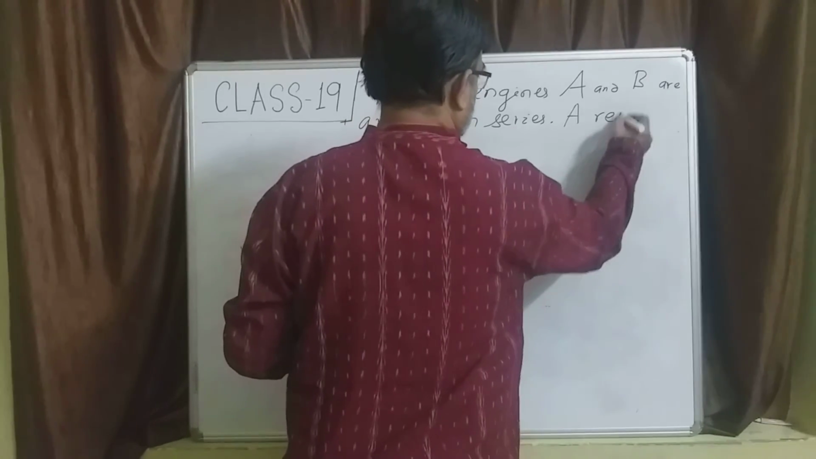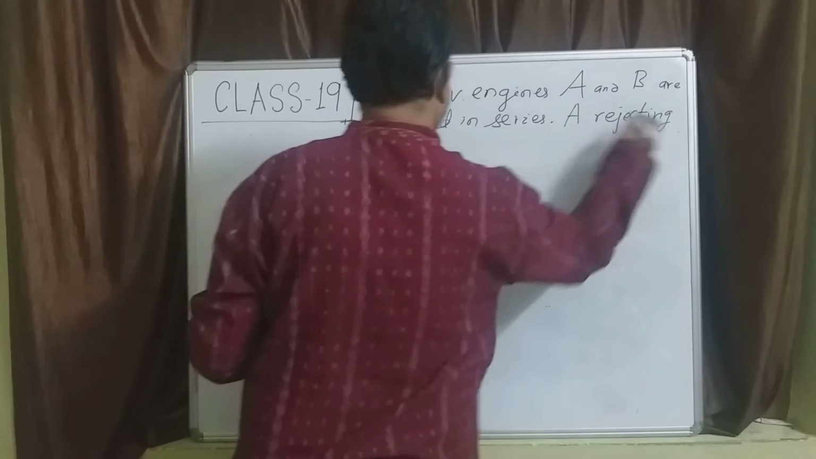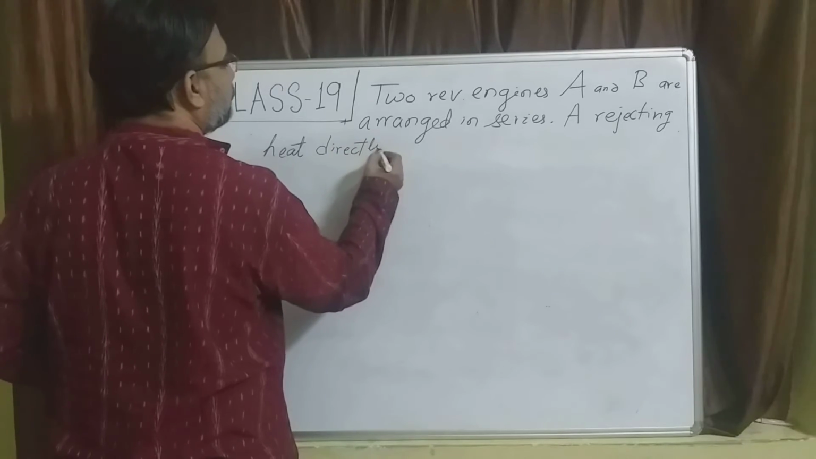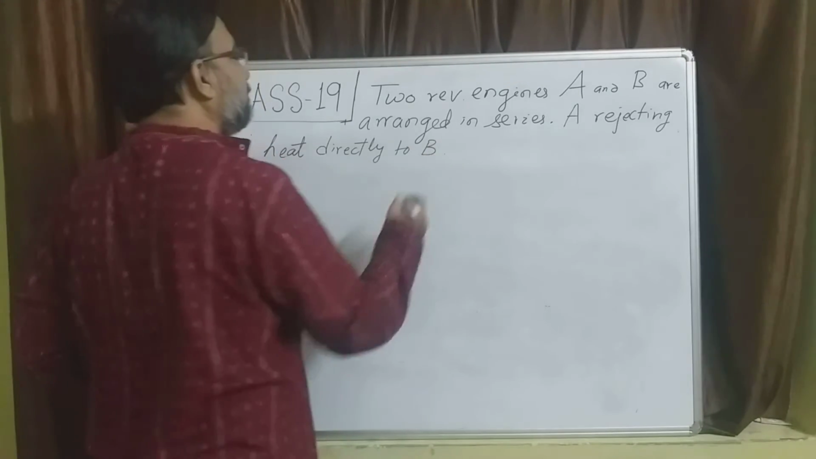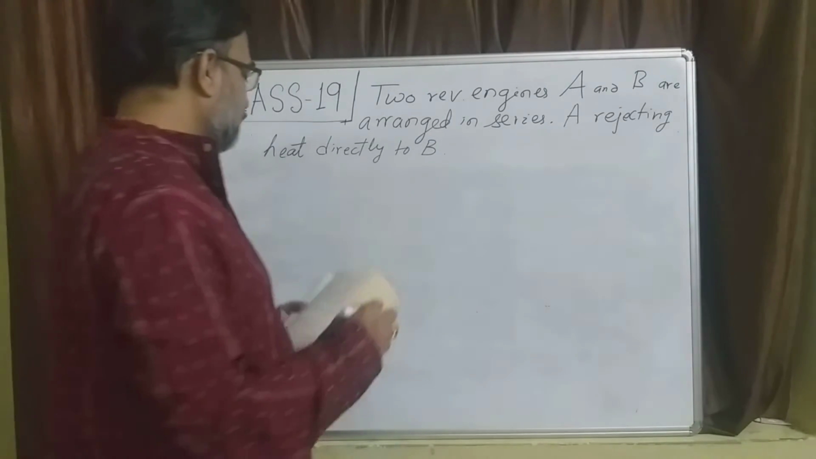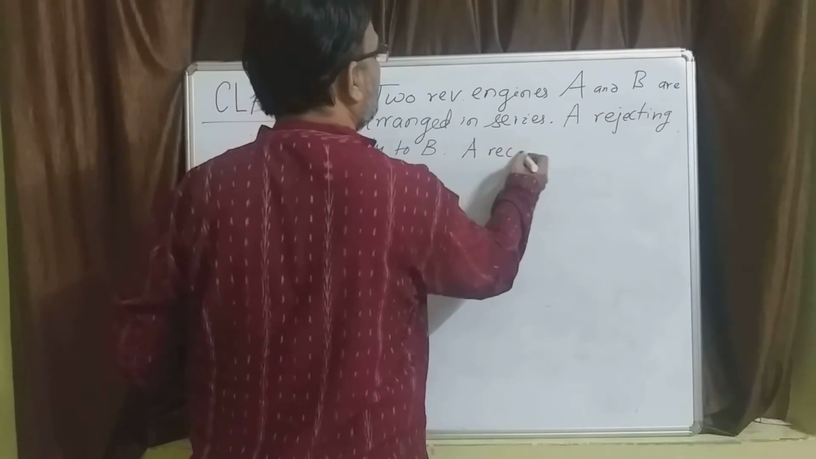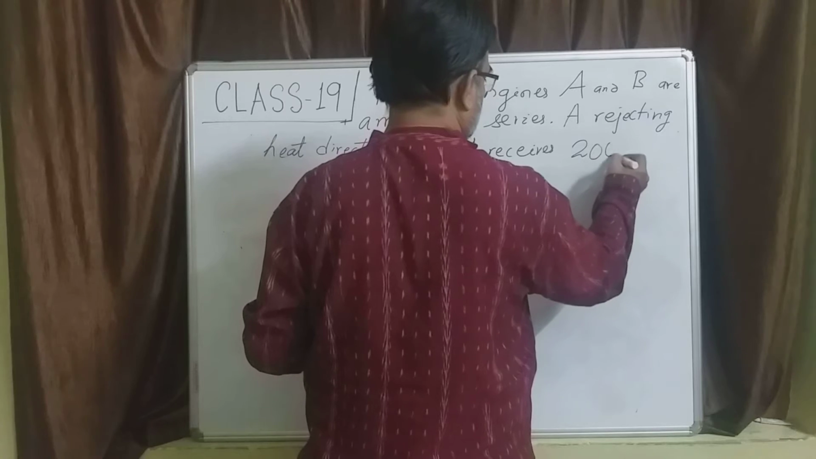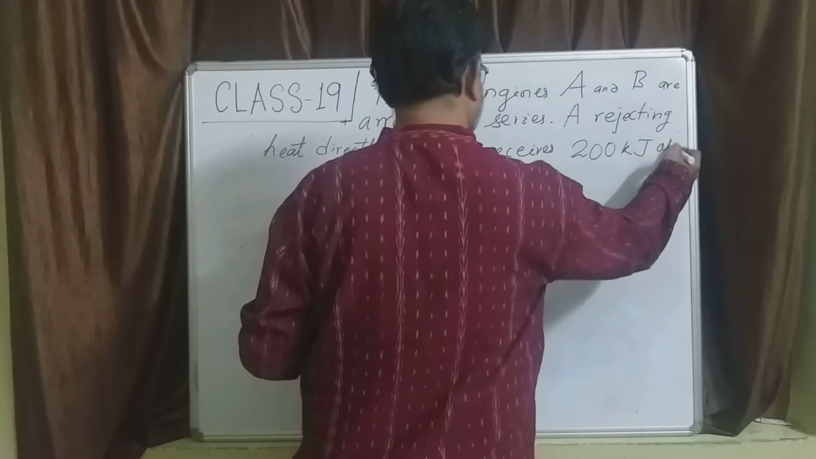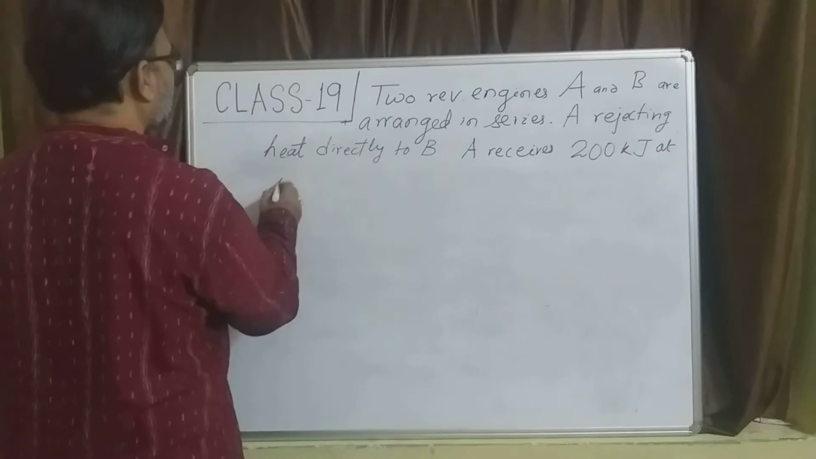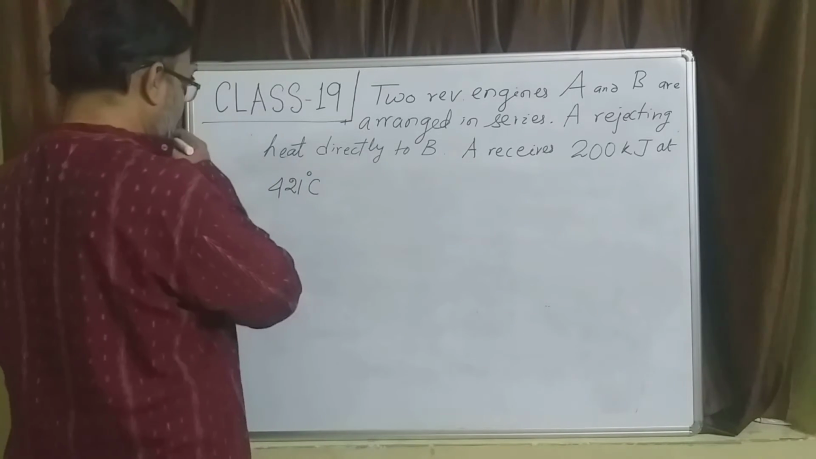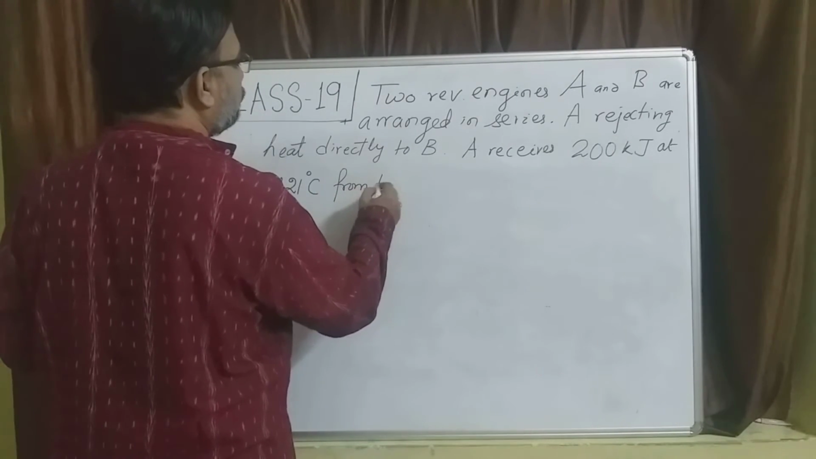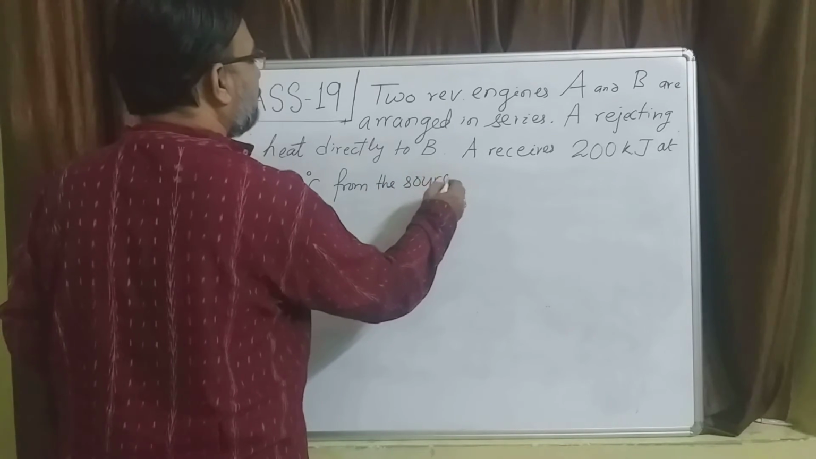A rejecting heat directly to B. That means engine B is the sink for engine A. Engine A receives 200 kilojoules of heat at 421 degrees centigrade from the source. That means from the source of engine A.